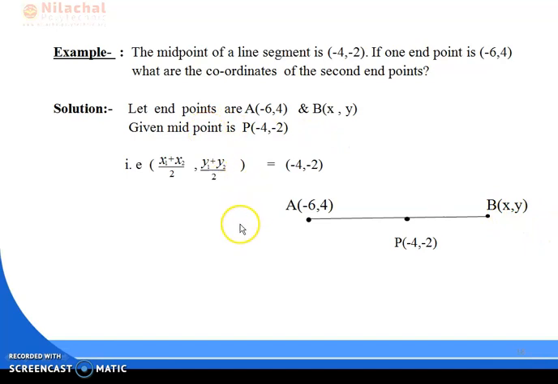So we know the midpoint formula: (x1 + x2)/2 gives the x coordinate, and (y1 + y2)/2 gives the y coordinate. So let the endpoints be A (-6, 4) and B (x, y), and the given midpoint is (-4, -2). So what is the midpoint formula? ((x1 + x2)/2, (y1 + y2)/2) must be (-4, -2), because P is the midpoint. So the x coordinate: (x1 + x2)/2 equals -4, and (y1 + y2)/2 must be -2.